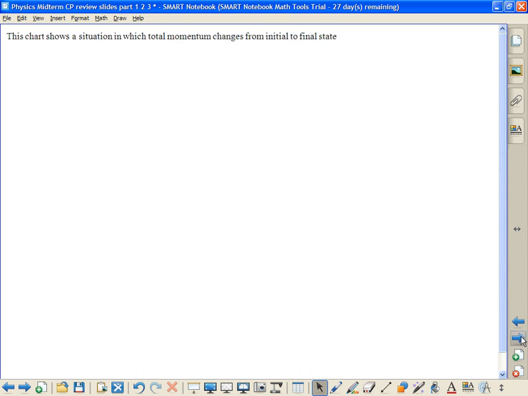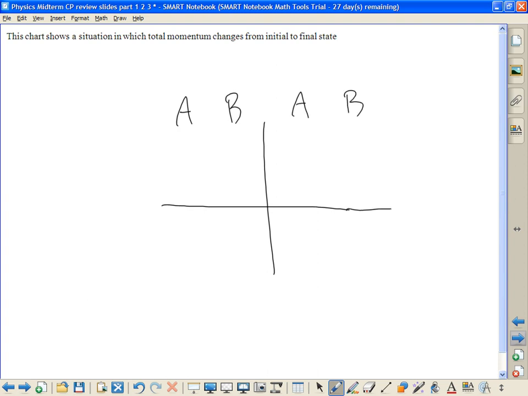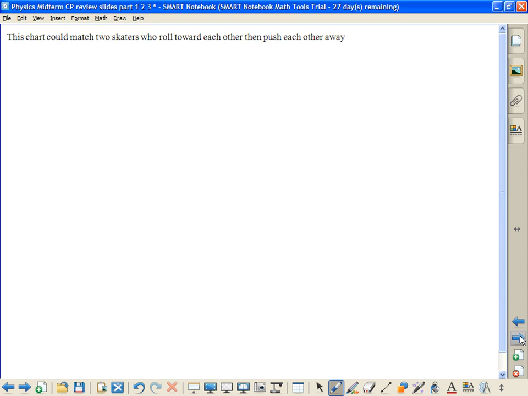Next slide. Total momentum changes from initial to final state. How do you know? You add this up. Does A plus B initial equal A plus B final? That's constant momentum. That's constant anything. Total initial equals total final. Two skaters who roll toward each other and then push away.